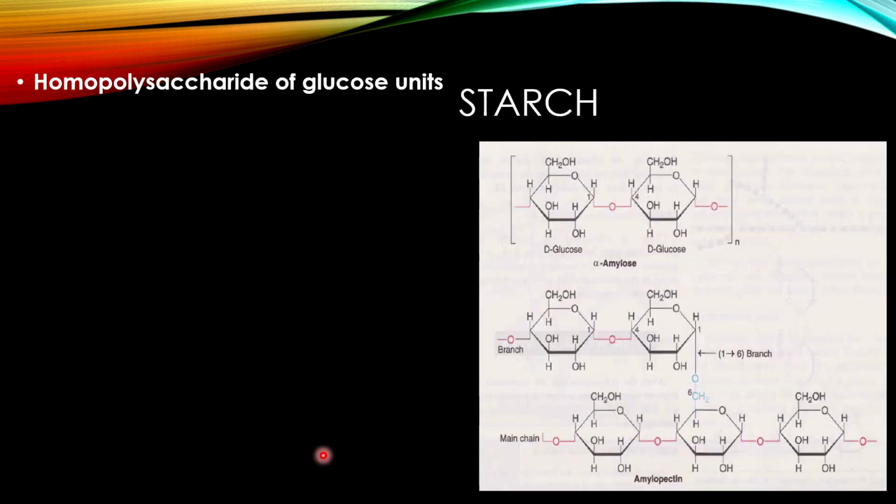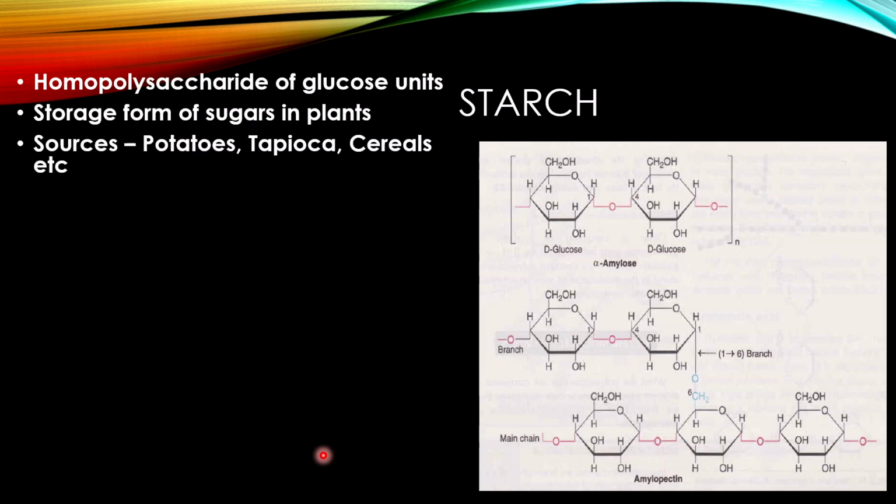So first let's look at starch. What is starch? Starch is basically a homopolysaccharide of glucose units, made up of only glucose. It is the storage form of glucose in plants, a reserve form of glucose in plants. The sources of starch are potatoes, tapioca, cereals, etc., which we consume in our diet. These are a rich source of starch.